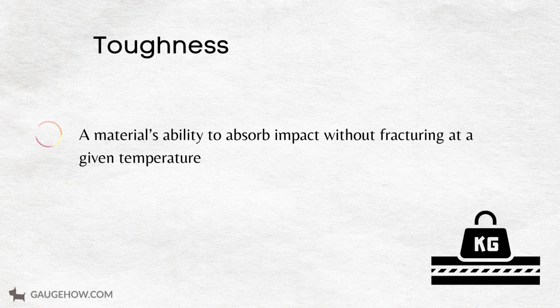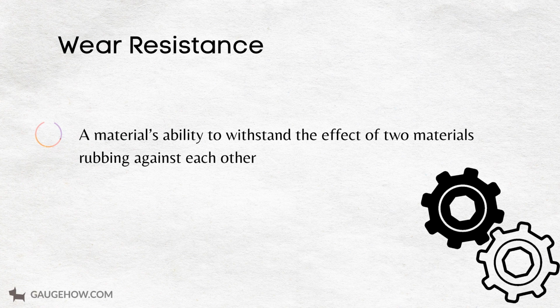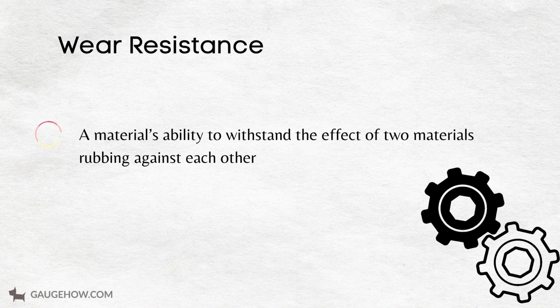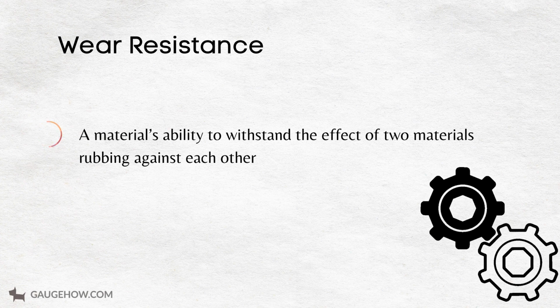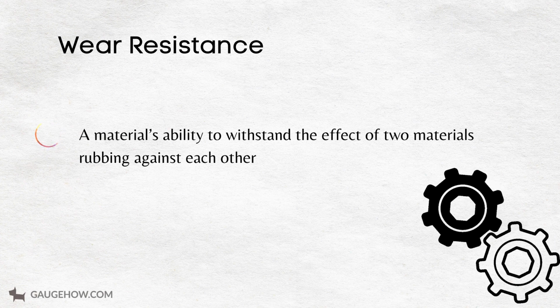Toughness. Measured using the Charpy impact test similar to impact resistance, toughness represents a material's ability to absorb impact without fracturing at a given temperature. Since impact resistance is often lower at low temperatures, a material may become more brittle. Wear resistance. Wear resistance is a measure of a material's ability to withstand the effect of two materials rubbing against each other.